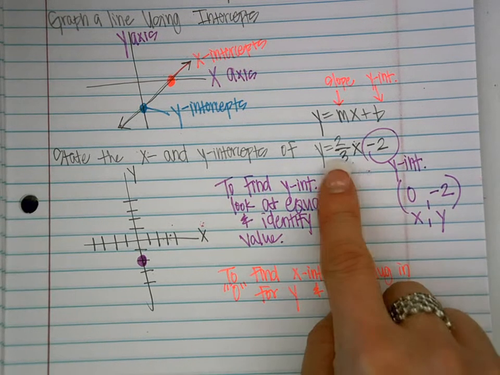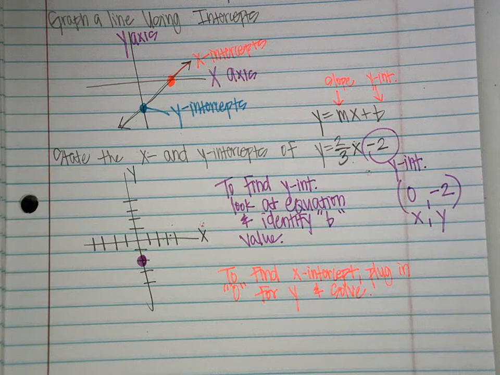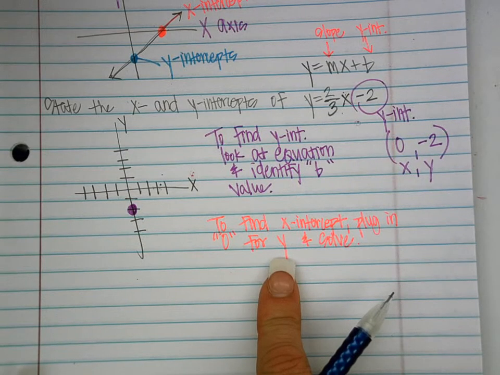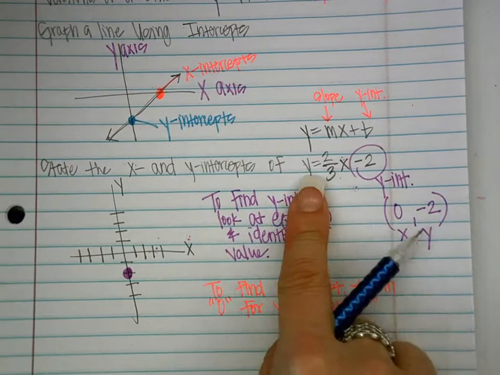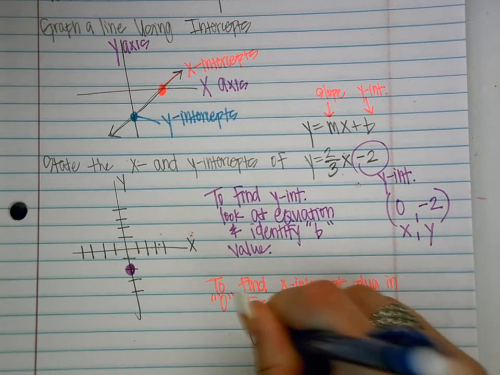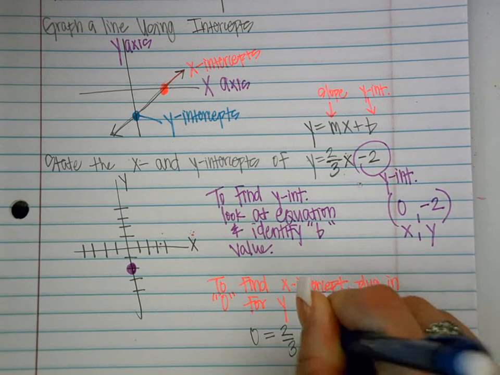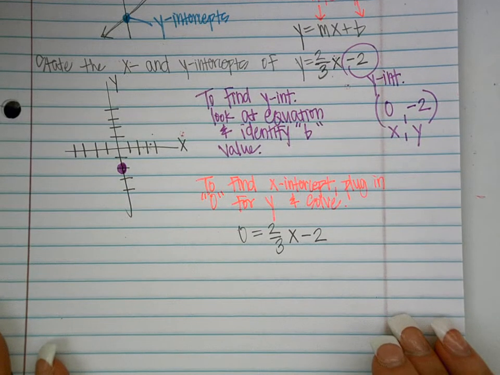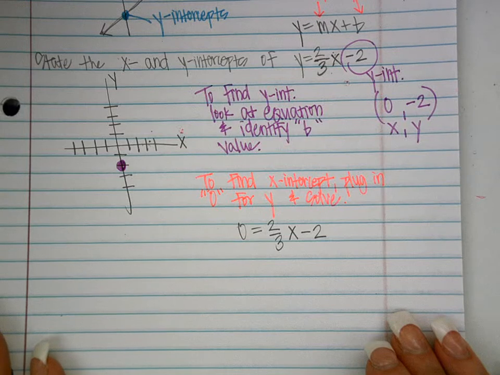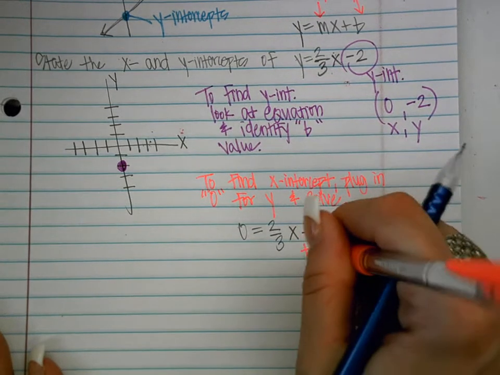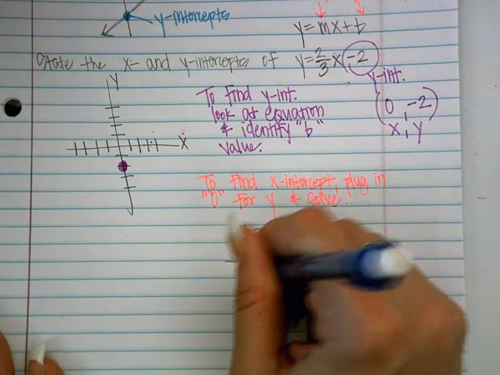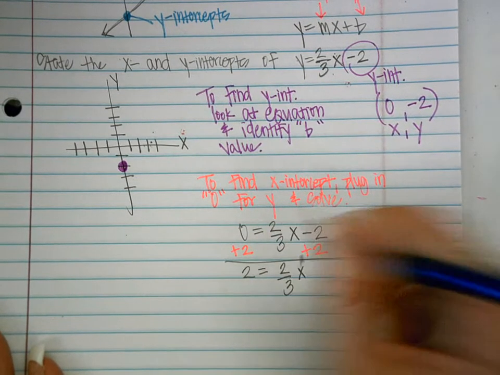So to find the x-intercept, what would we have to do here? Any ideas? Plug in 0 for y. So I'm going to rewrite this with 0 equals 2/3 x minus 2. And then I have to solve. How would I solve that? Not yet. Add the 2, right? So add 2 to both sides. This is going back to what we did in our last unit. You add 2 to both sides, we'd get 2 equals 2/3 x.